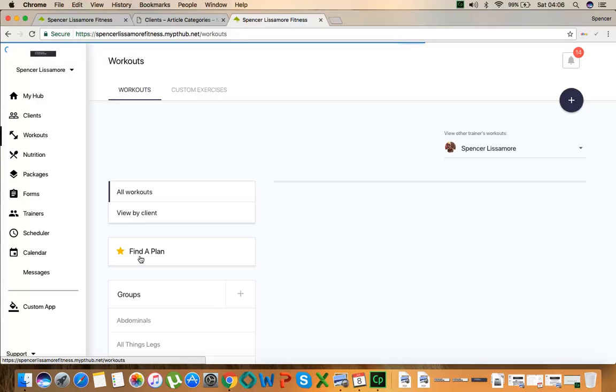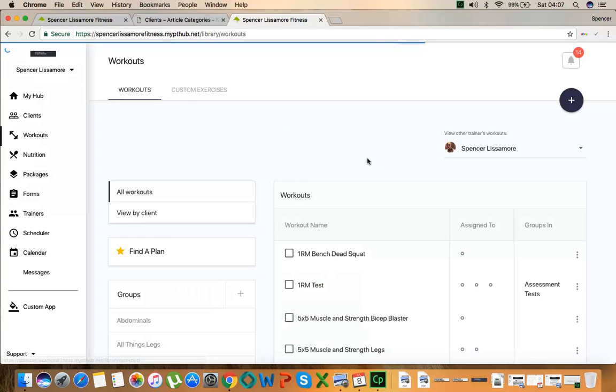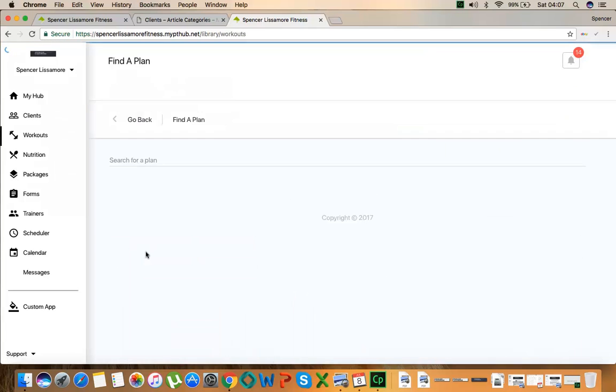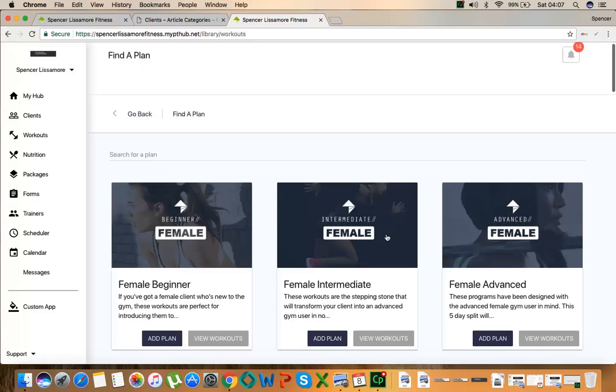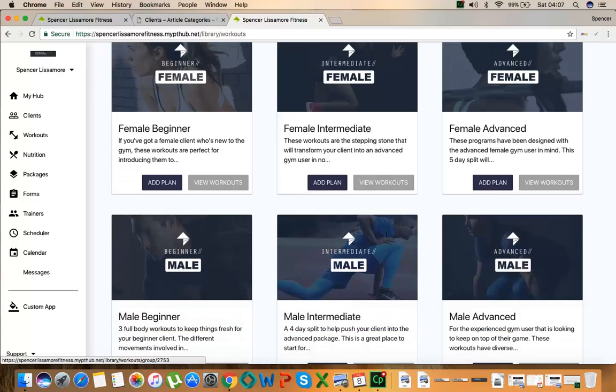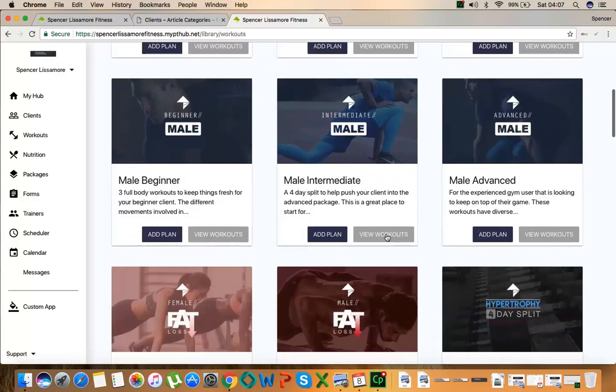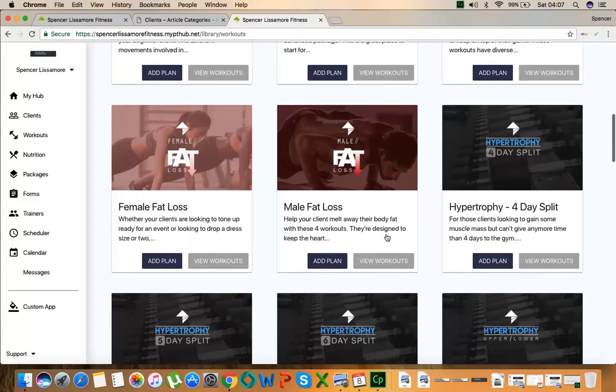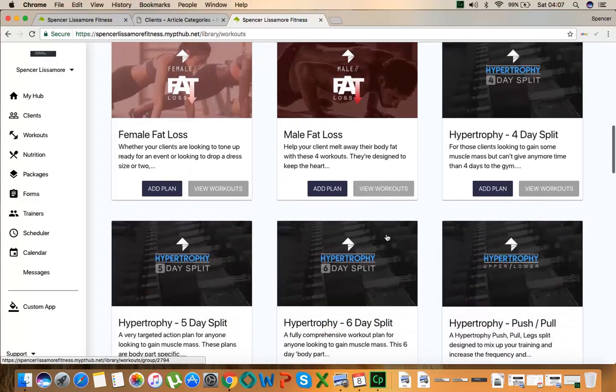So first off, we have over 350 training templates, each of which are also customizable should you not be able to find a certain exercise or you wish to create your own type of exercise. So, finding a plan. First of all, we have the female, beginner, intermediate and advanced, as well as male workout plans. We then, as we further go down, we've also incorporated a hypertrophy split.